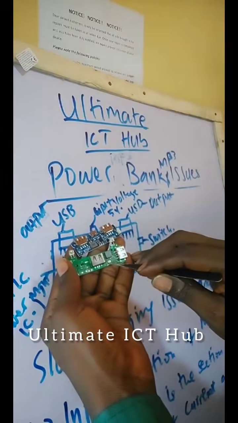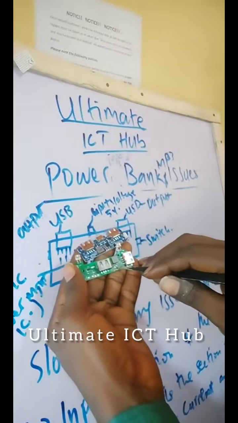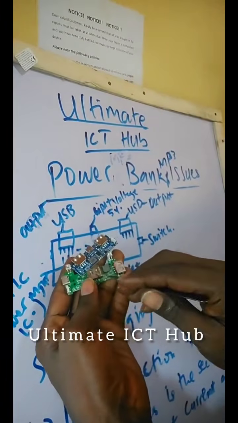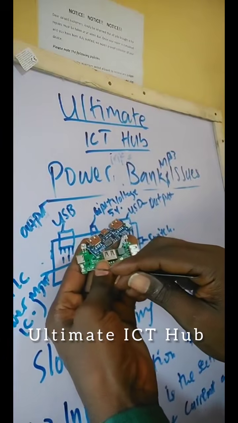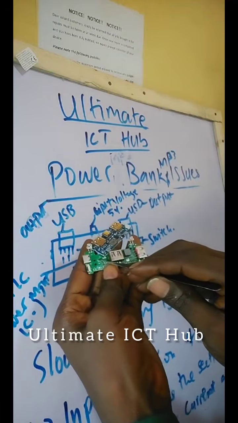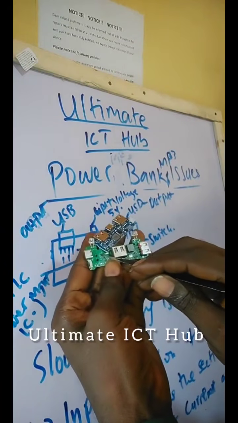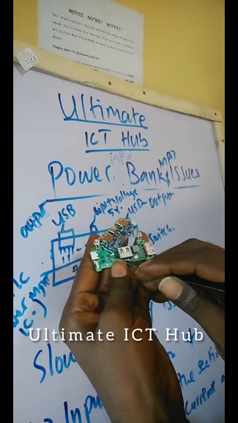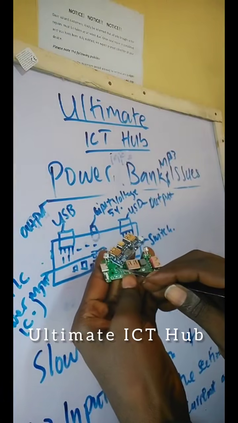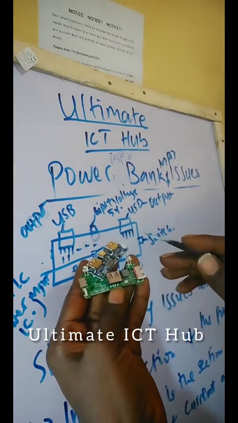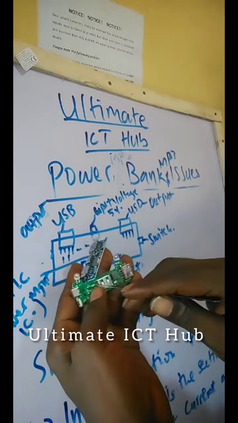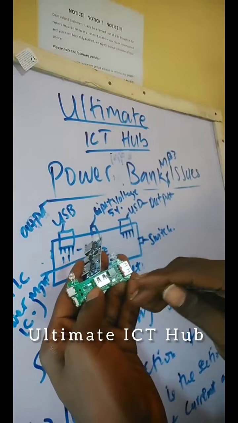That power bank that was faulty, but we removed this already, right? Here is USB. It has a USB output, input, the switch. Then this is a MOSFET, a 5-leg MOSFET. This controls the output. Do you understand?